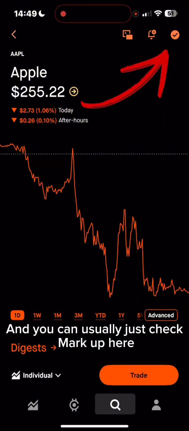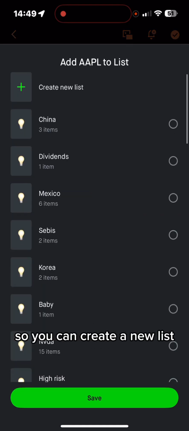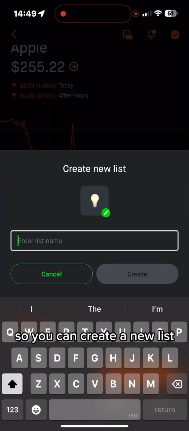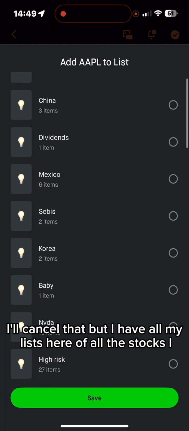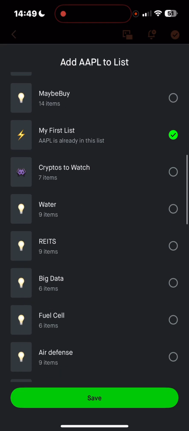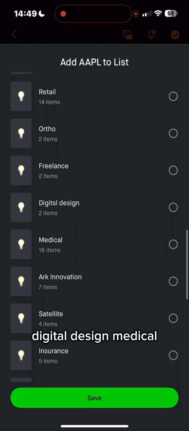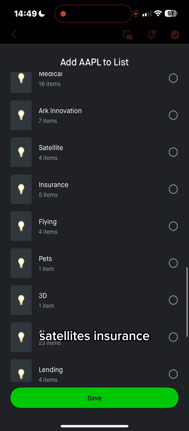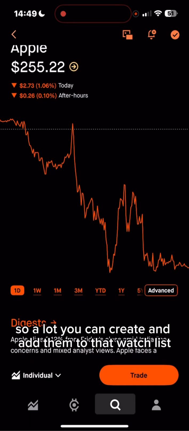And you can use this check mark up here to add it to lists that you want. You can create a new list. I'll cancel that, but I have all my lists here of all the stocks I potentially want to own or have just been curious about. You can create as many as you like: ortho, freelance, retail, digital design, medical, ARK innovation, satellites, insurance, flying, pets, 3D, AI, lending. So a lot you can create and add to that watch list.